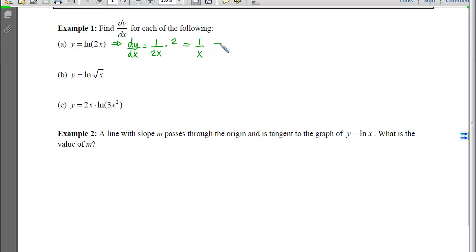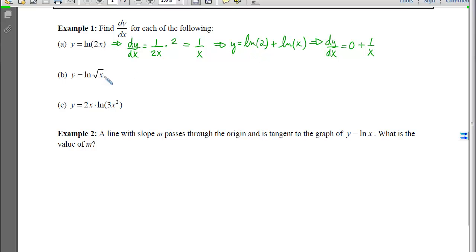Now here's what's really interesting. If you remember your old log rules, we know the log natural of 2x is the same thing as the log natural of 2 plus the log natural of x, because interior multiplication is the same as exterior addition. So if I take the derivative now, I'll get dy dx equals the derivative of the constant, which is 0, plus the derivative of ln of x. Notice I get the exact same thing, whether I use the chain rule or I use properties of logs to break it apart.